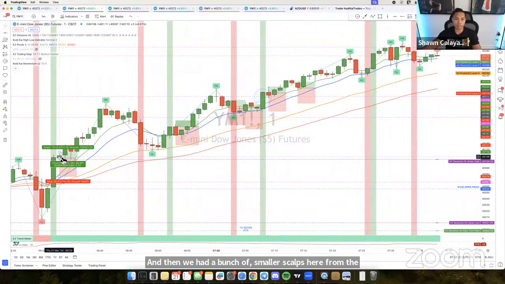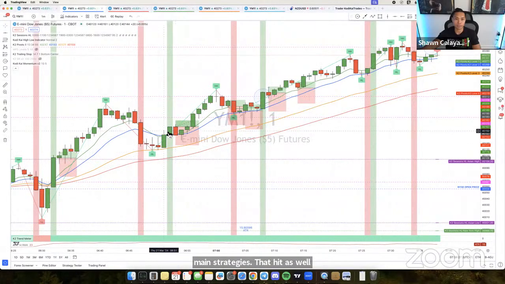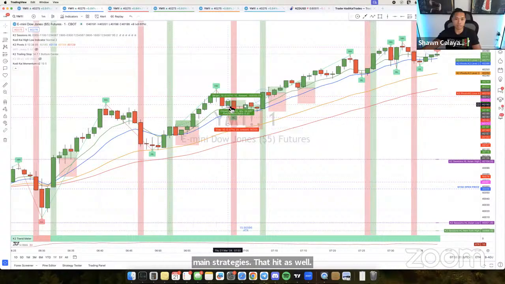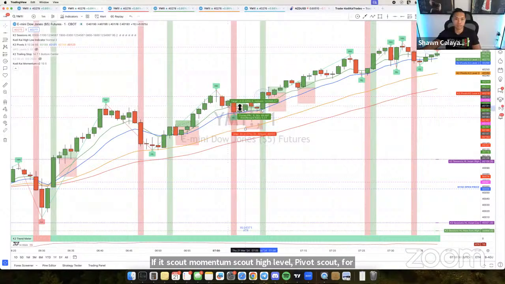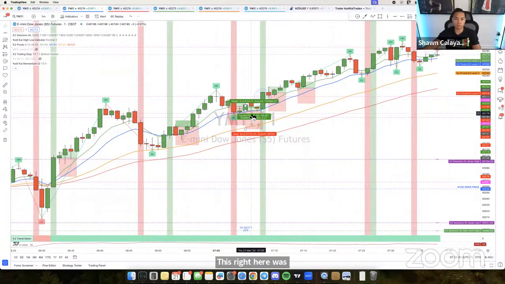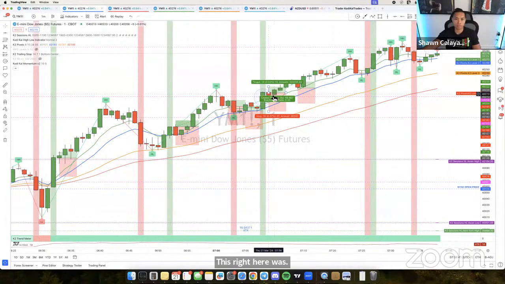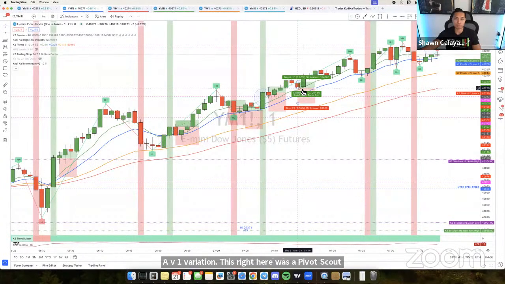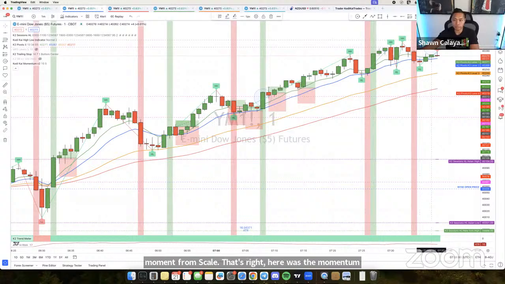Pivot scalp, momentum scalp, high-low momentum scalp, pivot scalp, momentum scalp. This over here was a momentum pullback scalp. This right here was a V1 variation. This right here was a pivot scalp, momentum scalp. This right here was a momentum pullback scalp, MPS. And that's pretty much it. But there were a lot of entries that came up today.